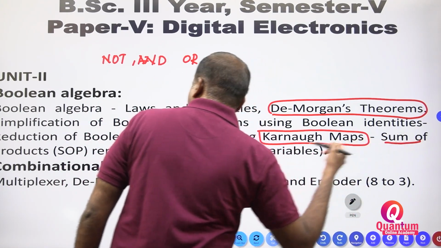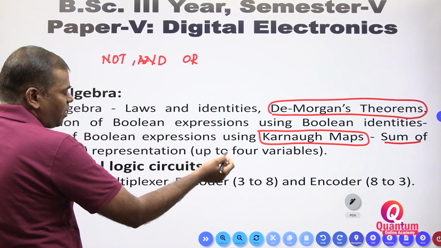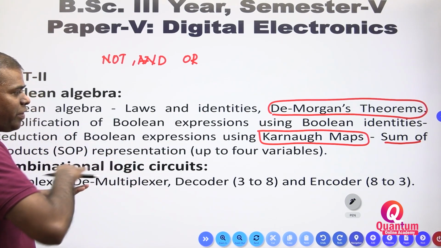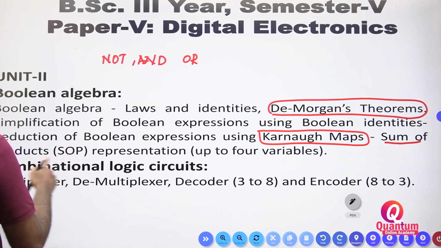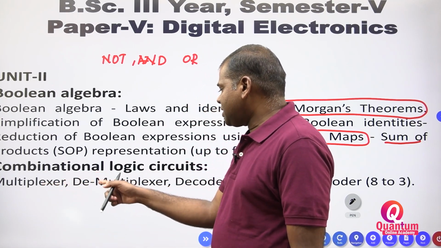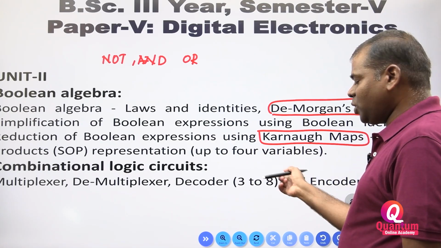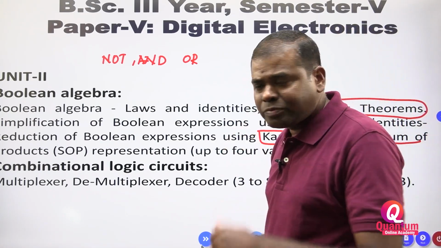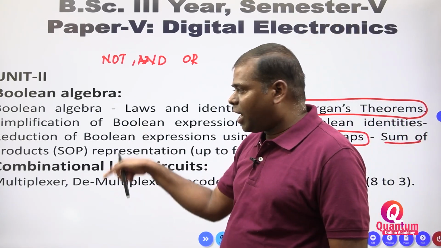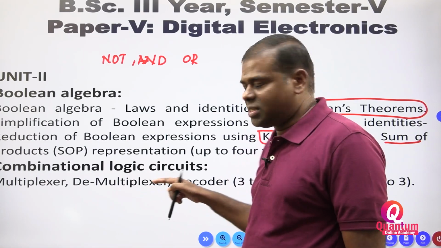The 2 ways are there: sum of product form and product of sum form, up to 4 variables. You can use 8 variables also, but according to your syllabus, up to 4 variables only. Combinational logic circuits: you have to see multiplexer, demultiplexer, decoder and encoder. So 3 to 8 decoder and 8 to 3 encoder. According to your syllabus, 2 parts are there: one is Boolean algebra, another is combinational logic circuits.